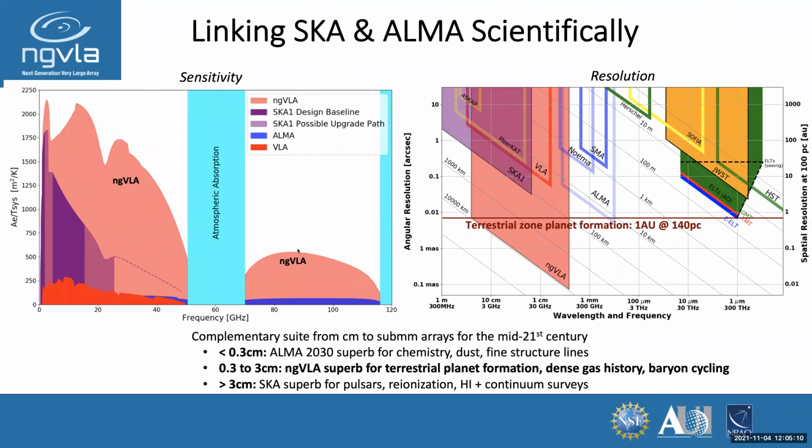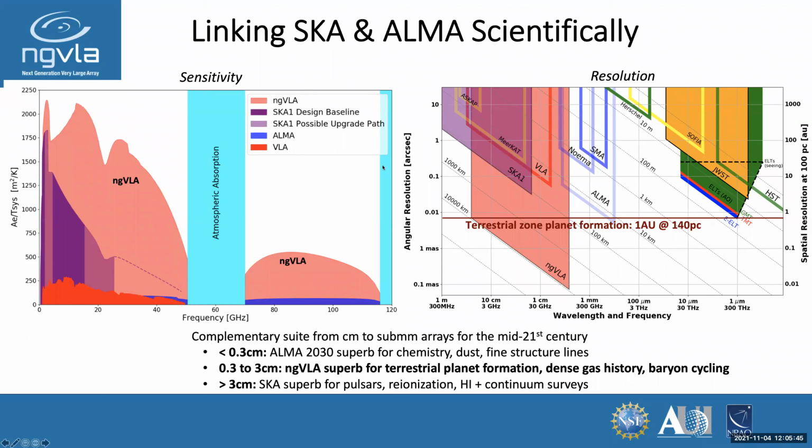So the left plot shows sensitivity against frequency. And the ngVLA, while the SKA is really optimized at gigahertz and below, and ALMA is really built at the high Chilean desert site to access terahertz atmospheric windows, the ngVLA is optimized at 1 centimeter. 33 gigahertz is where the entire facility design is being optimized around. And it's to tackle certain science.